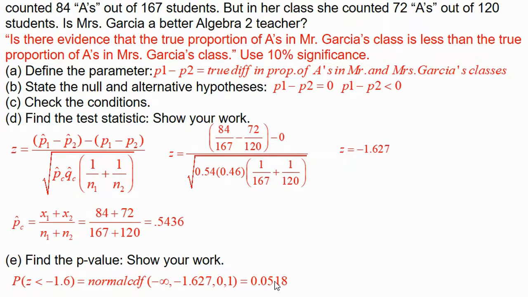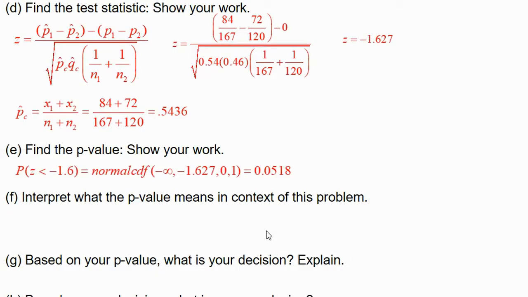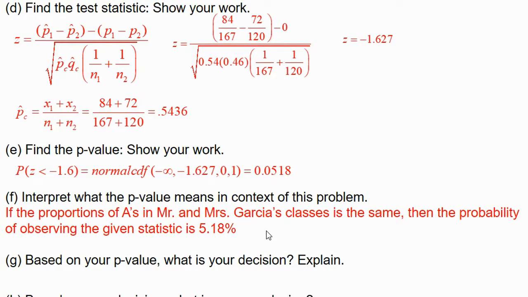And then interpret the p-value. Like I said, that's the wording recipe. You would say, if the null hypothesis is true, then the probability of observing the given statistics is about 5%. Okay, so I put, if really the proportions of A's in Mr. Garcia and Mrs. Garcia is the same, then the probability of observing the given statistic is about 5%.